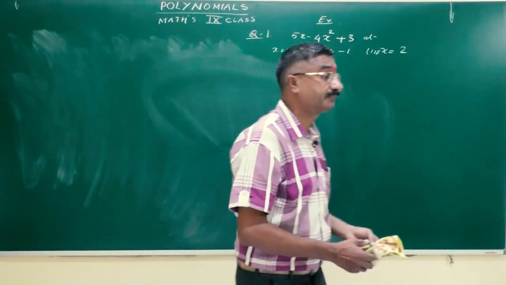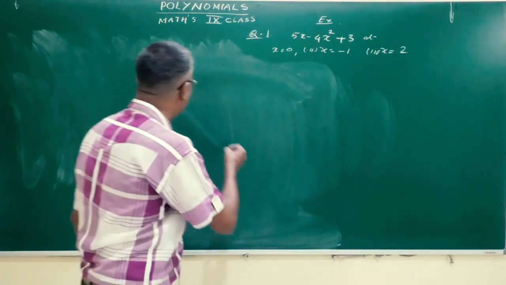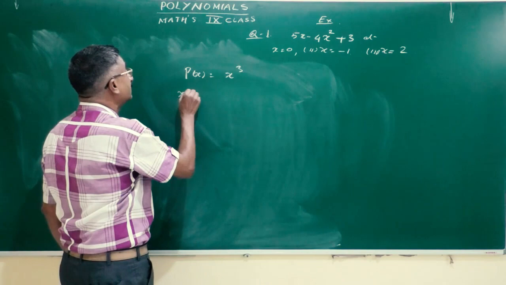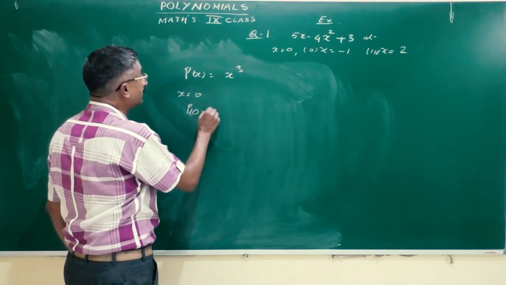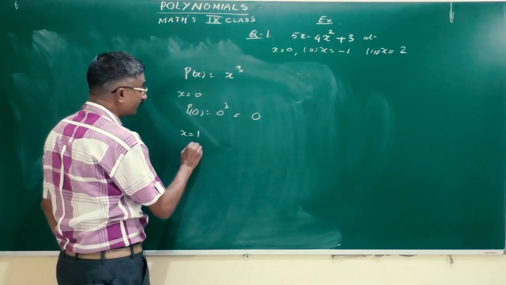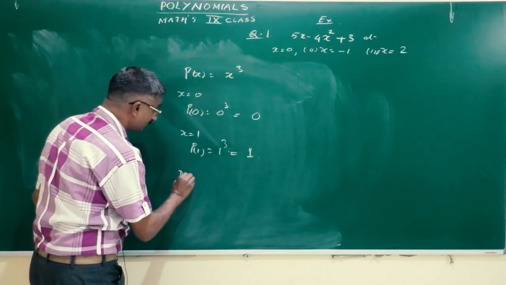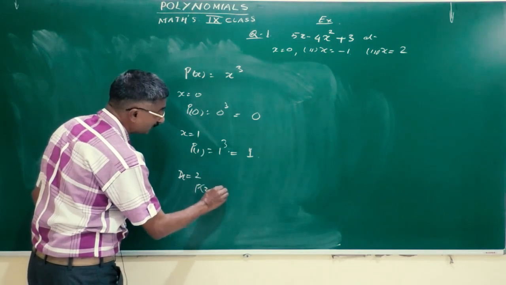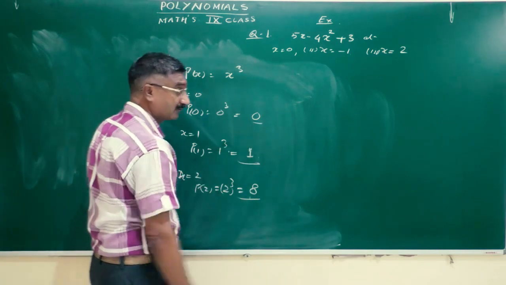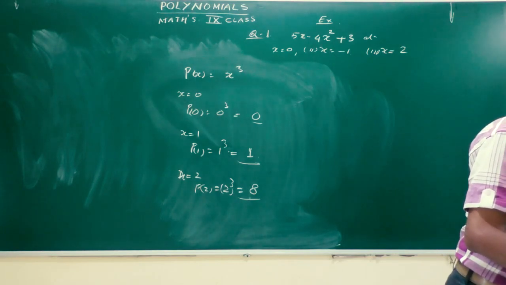Now the next one, P(x) is equal to x cube. It's a very simple one. P(x) is equal to x cube. X is equal to 0, P(0) is equal to 0 cube, so this is equal to 0. X is equal to 1, so P(1) is equal to 1 cube, so this is equal to 1. X is equal to 2, P(2) is equal to 2 cube, so this is equal to 8. So these are the answers. It's very simple, you have to directly substitute. The next equation is also like this, in the same way you can solve the problem.